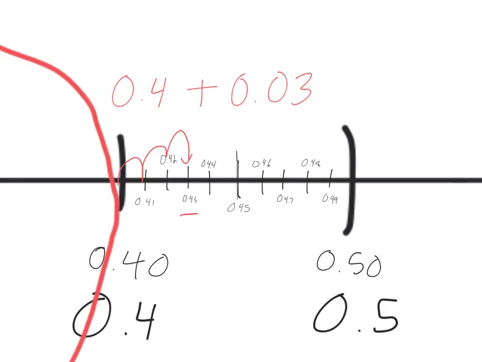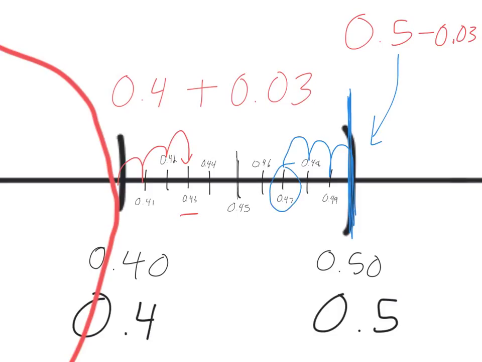Now let's pretend I wanted to subtract. Let's say the problem was this: 0 and 5/10 minus 0 and 3/100ths. So again, I would start all the way up to 5/10. That's what it tells me to do. Start at 5/10, and then subtract 3/100ths, and I would go backwards: 1, 2, 3/100ths, and I would end up at 0 and 47/100ths.